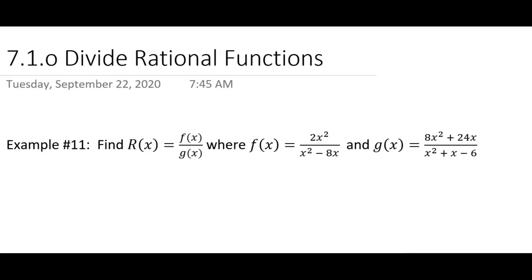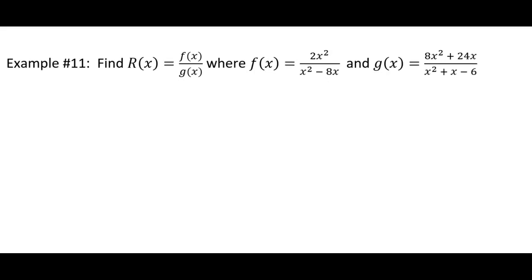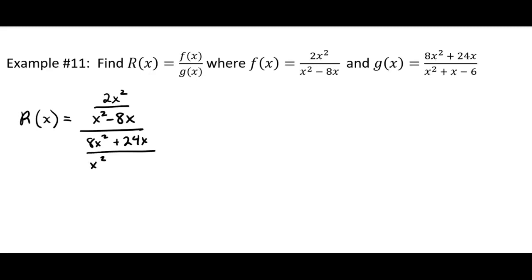So this is the last one. They want us to divide the rational expressions. So r of x, it's going to work very similar to the multiplication. r of x is going to equal f of x, 2x squared over x squared minus 8x, over g of x, which is 8x squared plus 24x over x squared plus x minus 6.